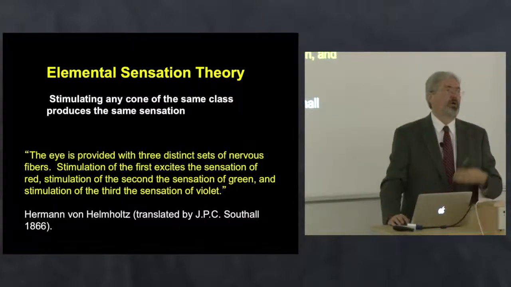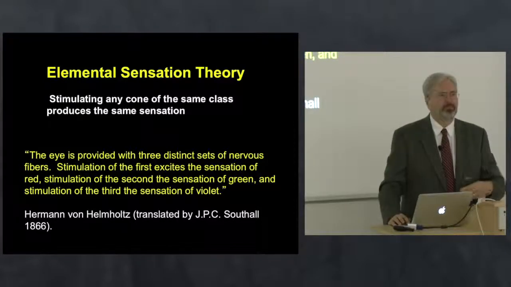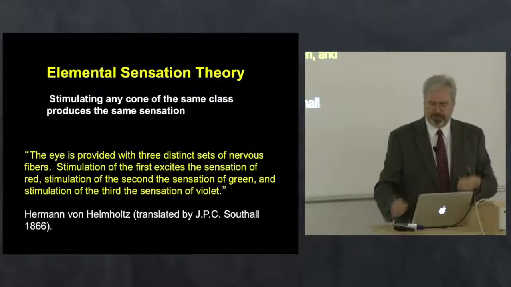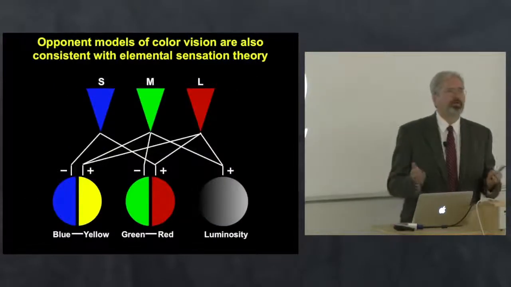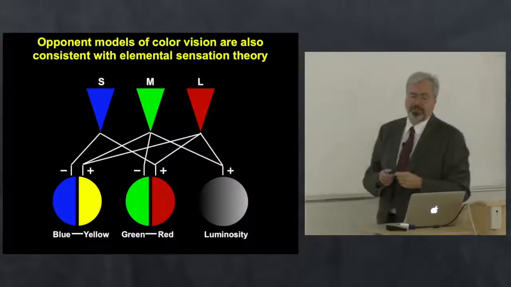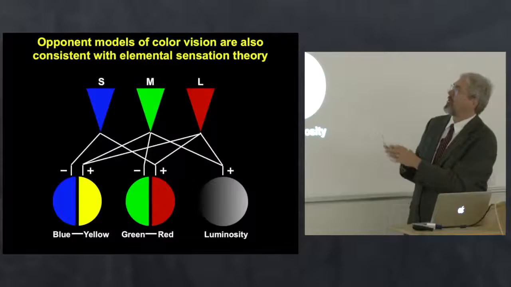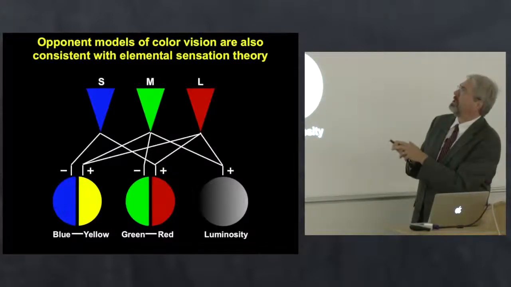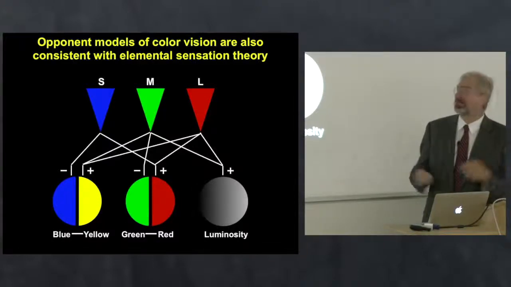Now, some of you may say, oh, well, we know that there's an opponent color theory that is sort of piggybacking on top of the trichromatic theory of vision. We know that there are interactions between cones, but still that doesn't really violate the fundamental premise of the elemental sensation theory, because even in the case of opponent interactions, illustrated here very simply and schematically, you take the difference between different cone classes. If you want to compute blueness, for example, you subtract the S-cone signal from the sum of the M and L. We don't need to get into the details of this.